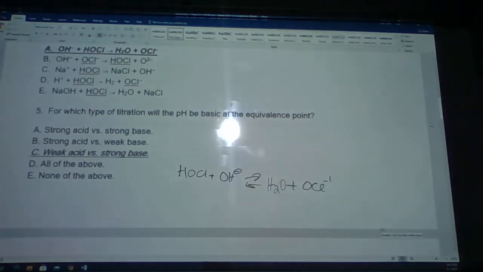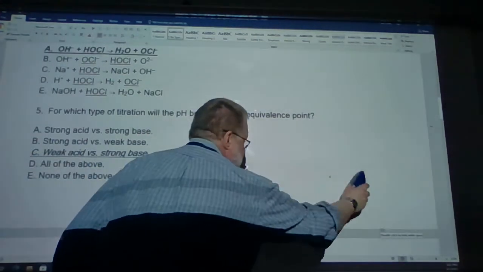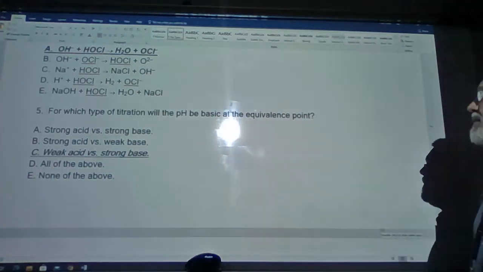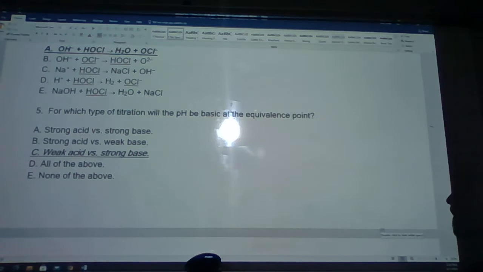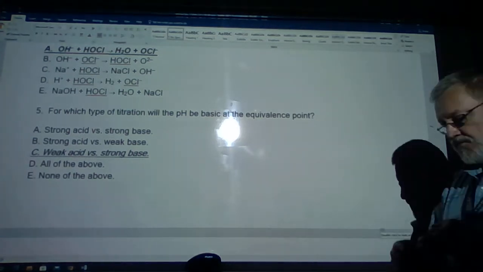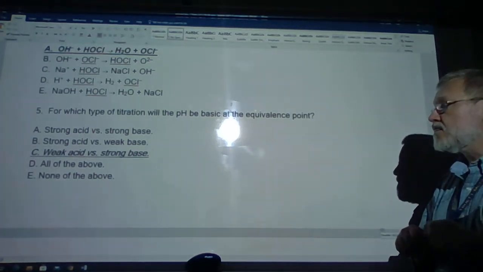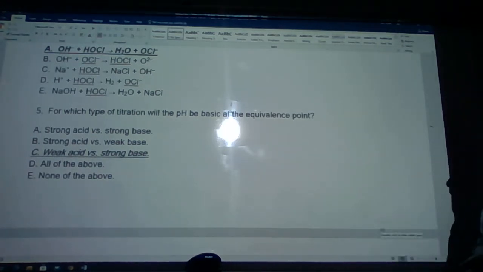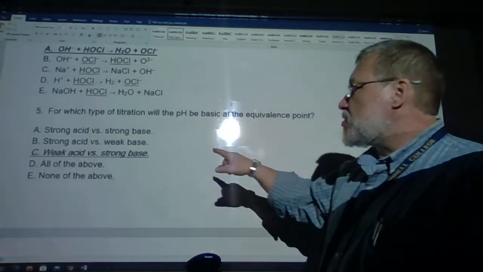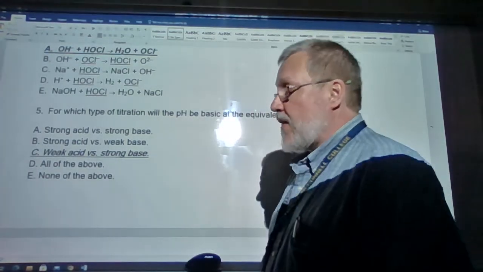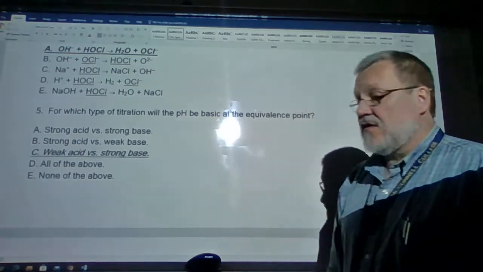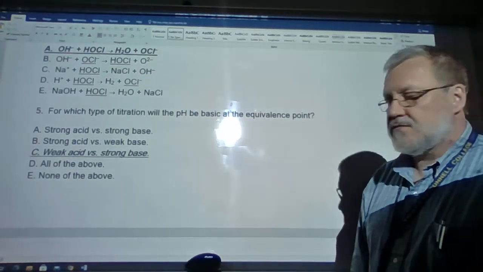Number 5. For which type of titration will the pH be basic at the equivalence point? Again, we've talked about the general titration shapes and curves. That option which shows that you will have a basic pH at the point where you reach the equivalence point is the weak acid versus strong base titration.